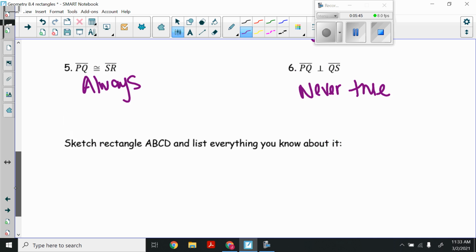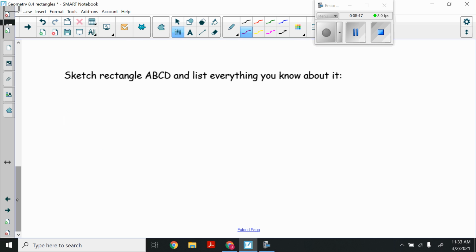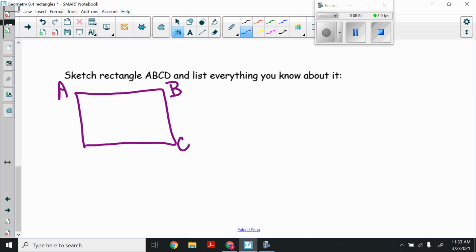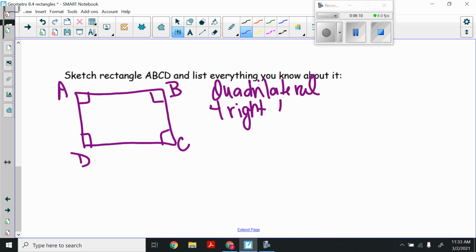Right. So now it says sketch a rectangle ABCD and list everything you know about it. So I'm just going to sketch my rectangle A, B, C, and D. I know that I have 4 right angles to make it a rectangle. So what do I know about it? Well, first I know it's a quadrilateral. I know that it has 4 right angles. I know that it has 4 congruent angles. I know that it's a parallelogram.